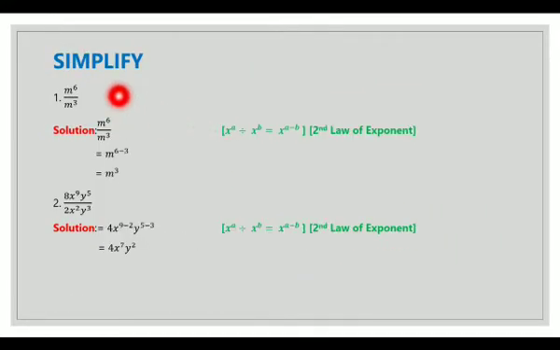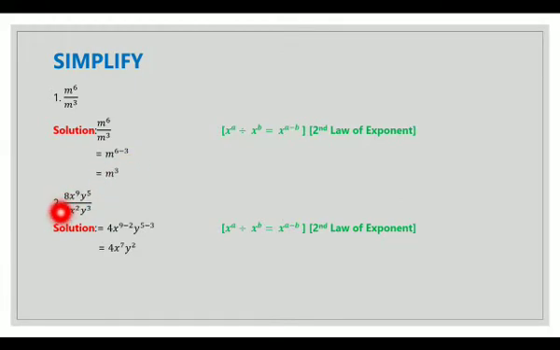First one, simplify m raised to 6 upon m raised to 3. Here I have to use the second law of exponent, that is x raised to a divided by x raised to b equals x raised to a minus b. So m raised to 6 divided by m raised to 3 equals m raised to, subtract the exponent powers, that is 6 minus 3, which is 3, which equals m cube.